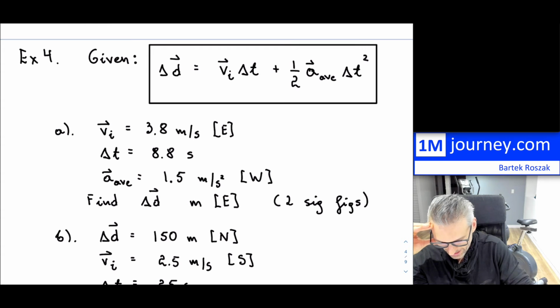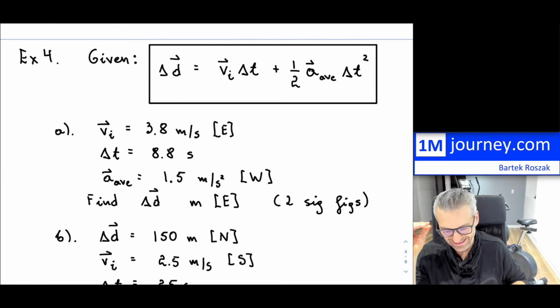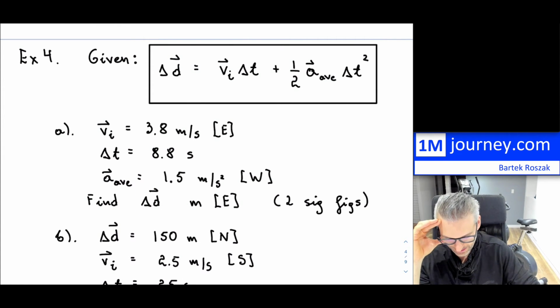So for part A, what do we have given? We have our initial velocity. We have our change in time, and it appears in two places there. And then I have my average, so this is that. And now I'm going to need my displacement.